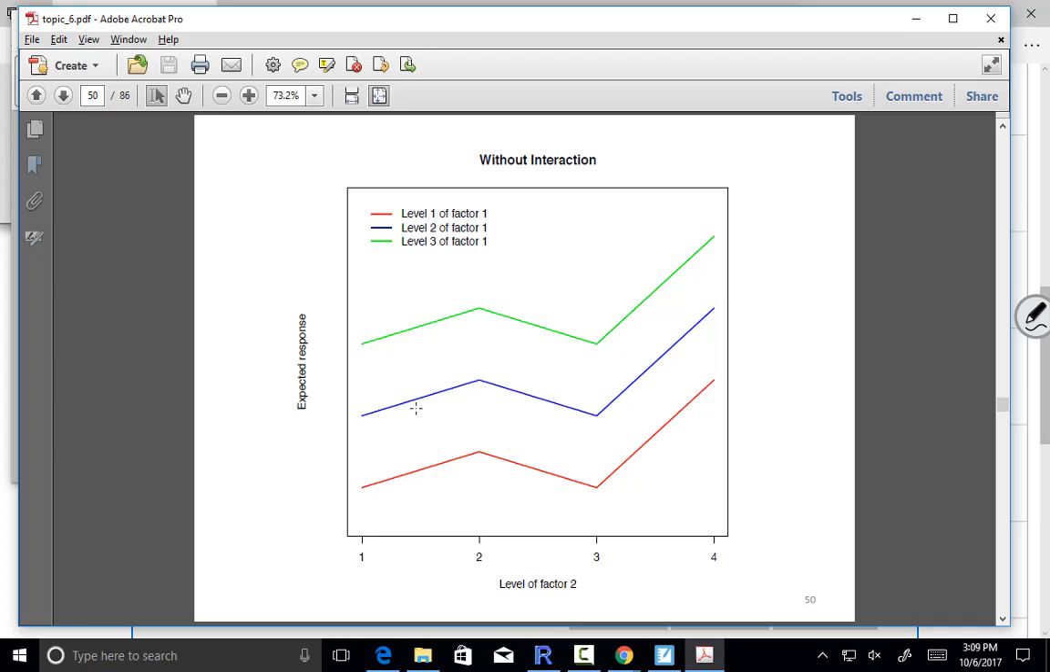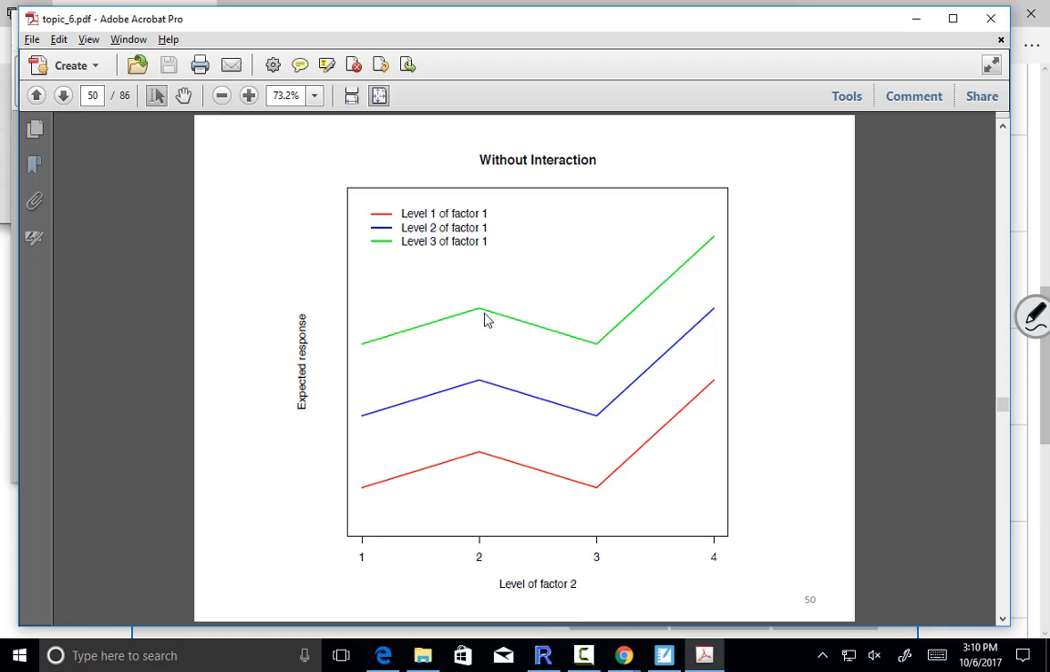So here's a picture to illustrate what we mean by an interaction. On the vertical axis is the response. This is a hypothetical scenario. Some numeric response that we're modeling on the vertical axis. On the horizontal axis, we have information on our second factor. This is a two-way ANOVA problem. On the horizontal axis, we have a factor that takes 4 possible values, 1, 2, 3, or 4. Those numbers don't mean anything. They're just categories. So we could have called them A, B, C, and D just as easily.